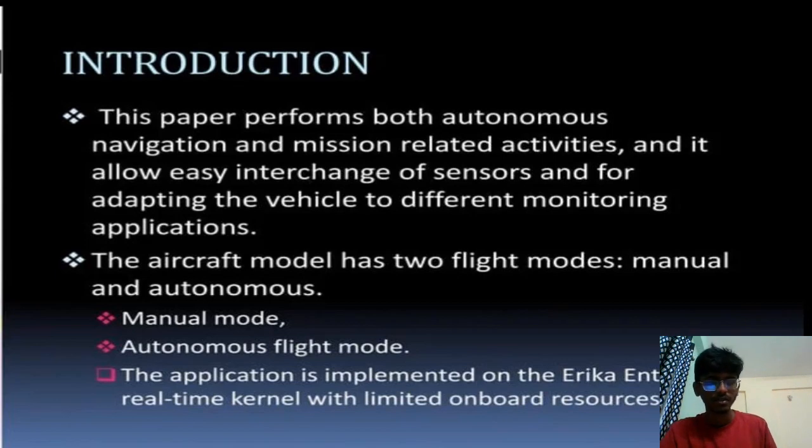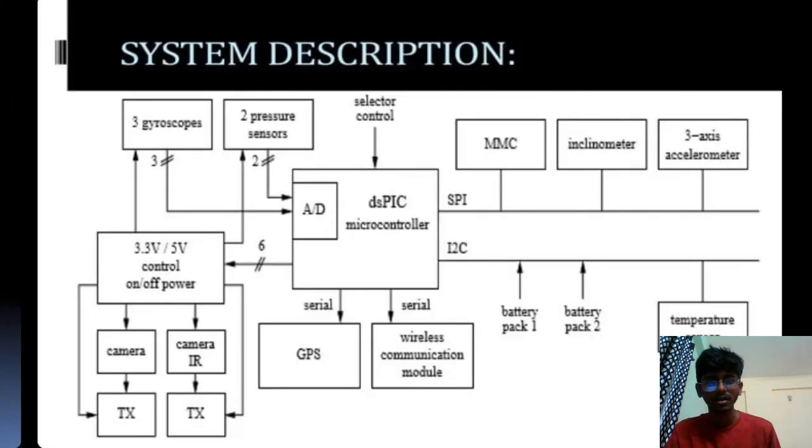Introduction. The paper performs both autonomous navigation and mission related activities, and it allows easy interchange of sensors for adapting the vehicle to different monitoring applications. The aircraft model has two flight modes, manual and autonomous. In manual mode, the application is implemented by the real-time kernel with limited onboard resources.